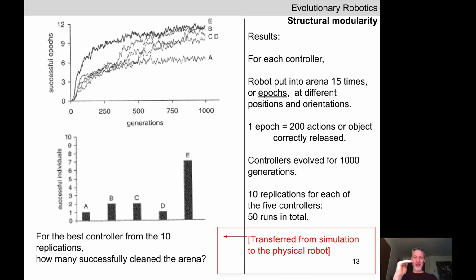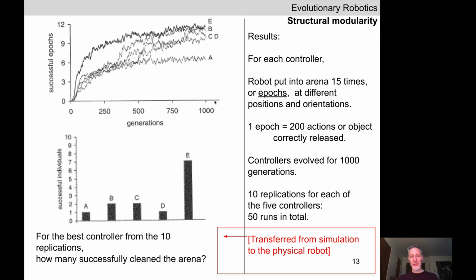Now they have a fitness value assigned to every set of synaptic weights in that initial random population. Delete the controllers that cause the robot to do a poor job of cleaning up the arena. Make randomly modified copies of the sets of synaptic weights that allow the robot to do a little bit better at cleaning up the arena, and then repeat that process all over again for another generation and another generation and another generation. And they did this for 1,000 generations.